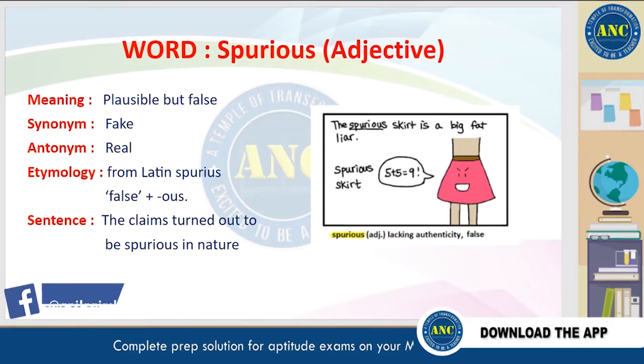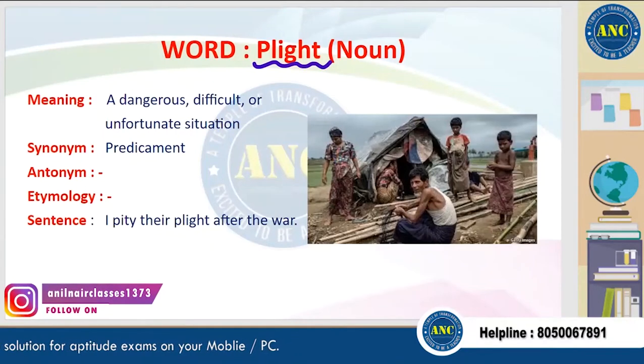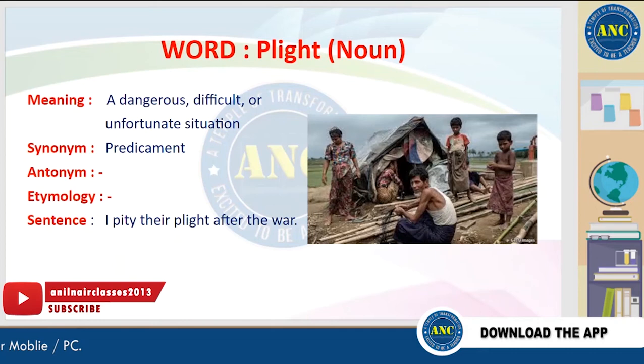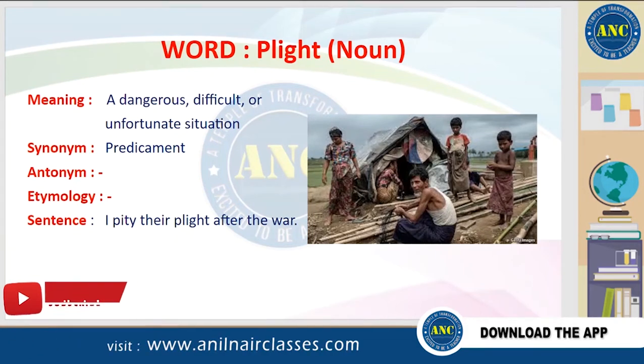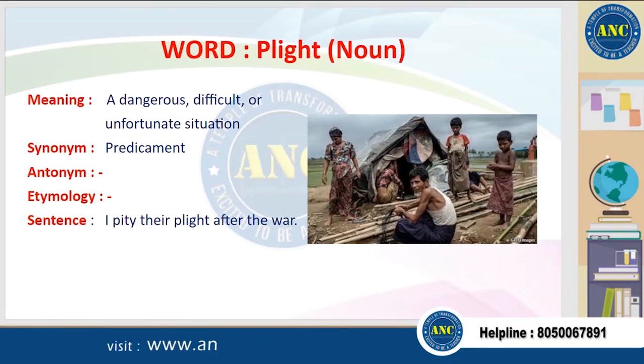Moving on to the next word, plight. Plight means a dangerous, difficult, or unfortunate situation. A synonym for this word is predicament. A sentence for this word is, I pity their plight after the war.